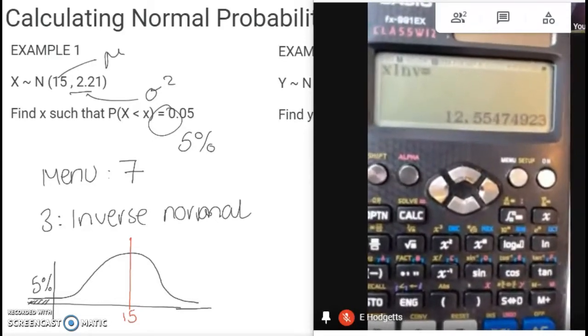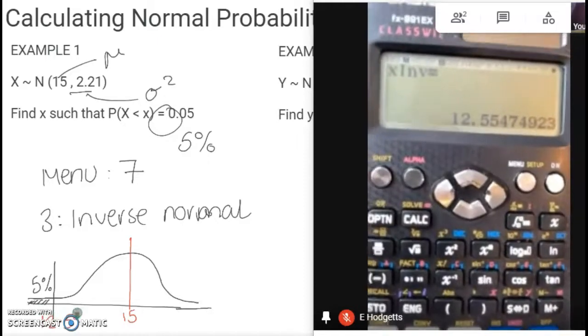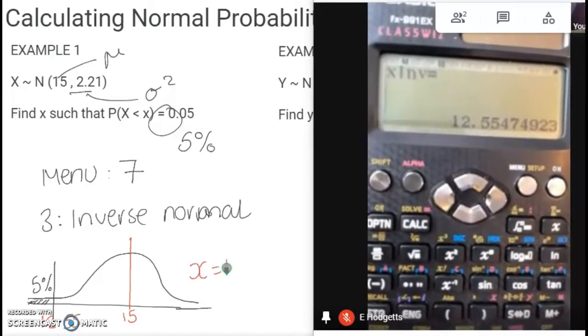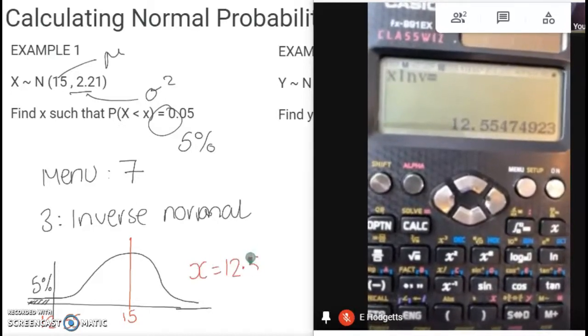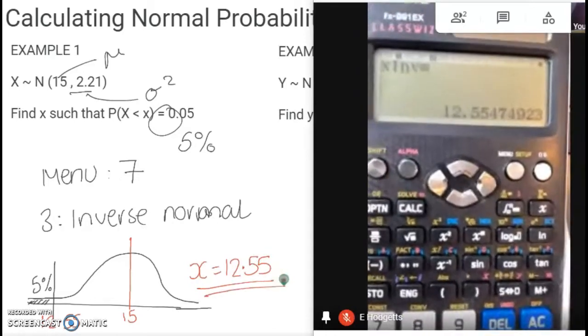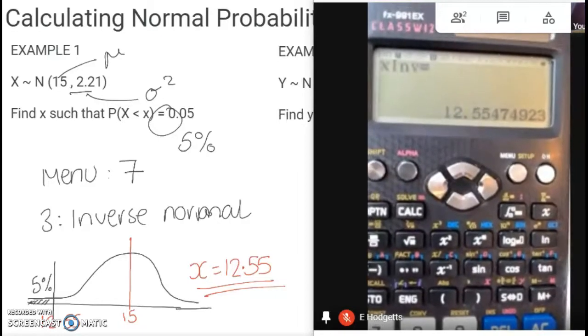12.55. That's this number down here. So my estimate for x is 12.55. And that's it. That's working backwards from a normal probability.